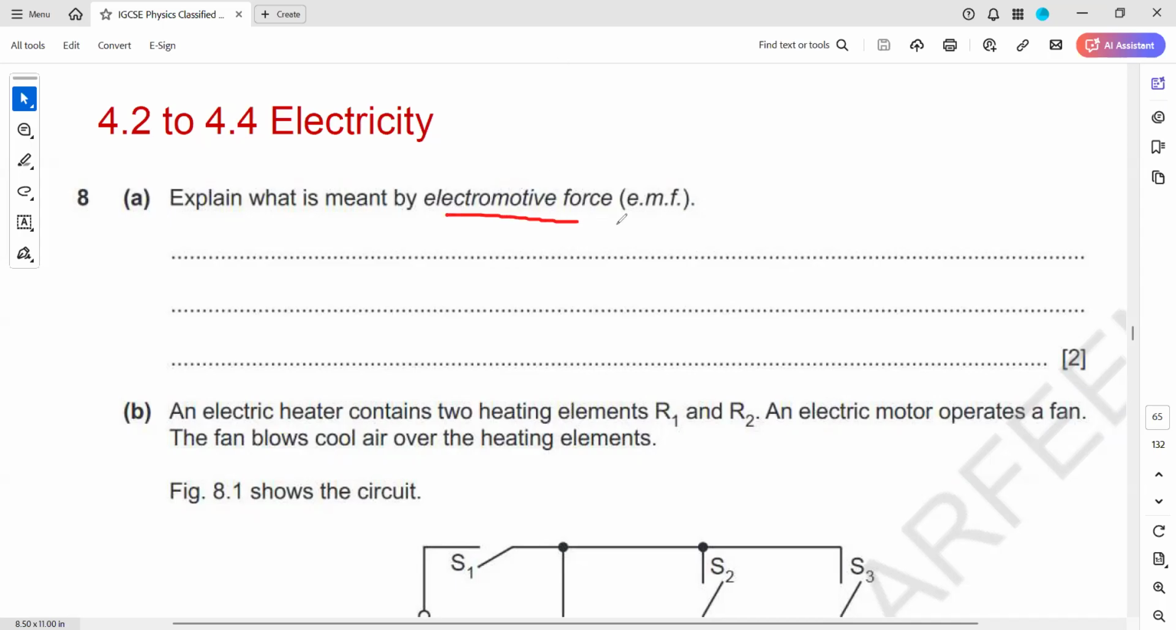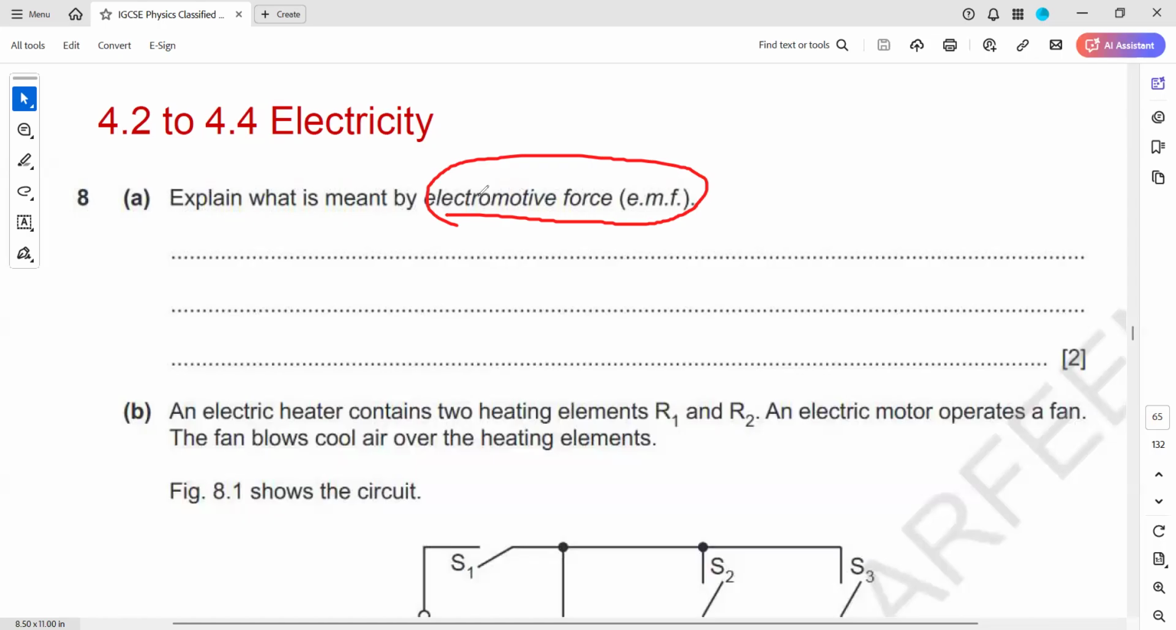Whenever a question asks for a definition, try to write the standard one. Don't write the definition in your own words, because definitions are free marks. If you write it in your own words, you may not cover all the points, so you will lose the mark. So it is work done on a unit charge to move around a closed circuit.